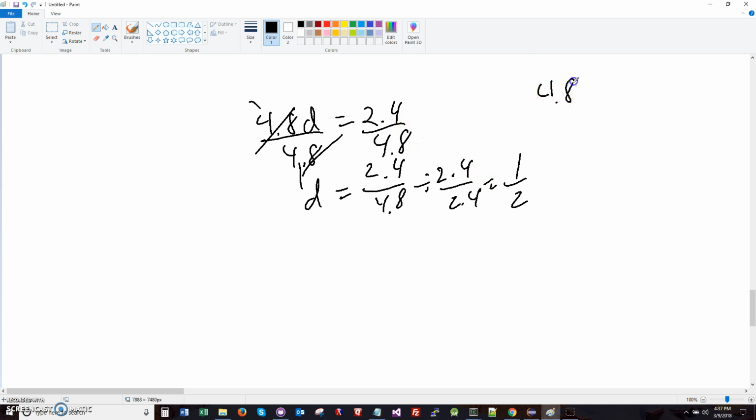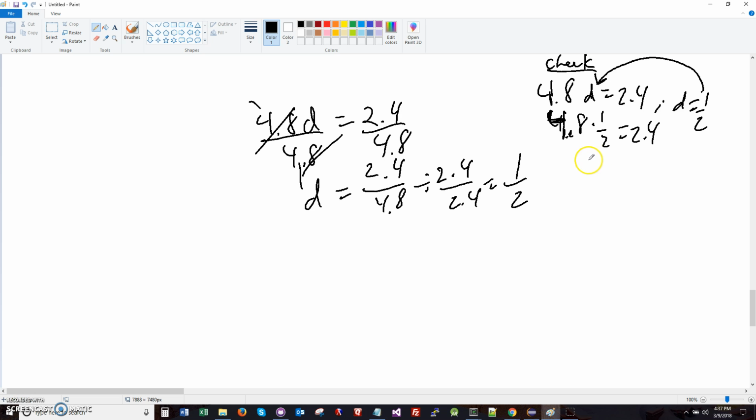So to rewrite the original equation, 4.8D is 2.4, for D is 1/2, and then we just plug it in, and we get, let me write that a little bit better, 4.8 times 1/2 is 2.4, and if you check that, you'll find that it is true. And so that tells us that the equation D is 1/2 is correct.